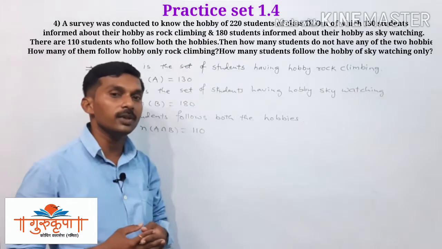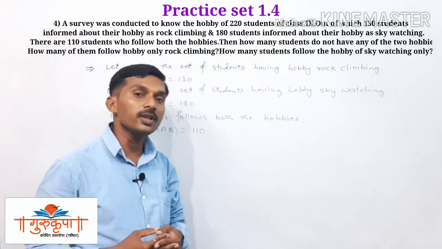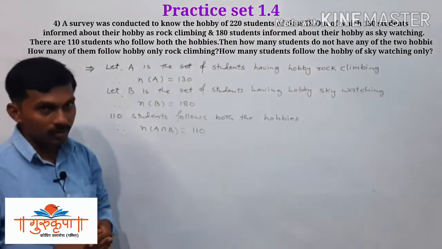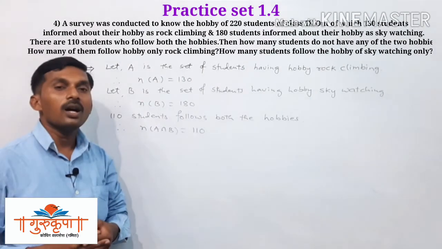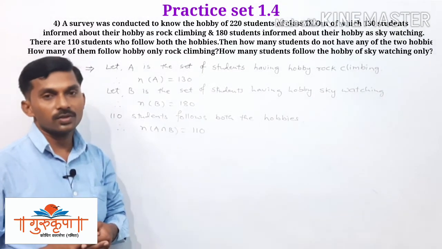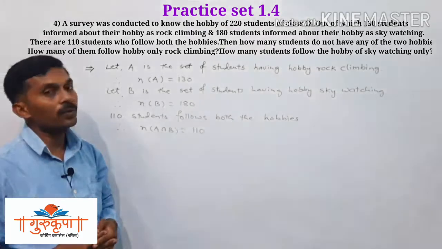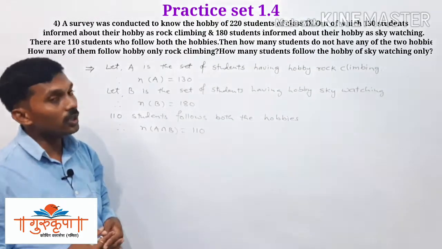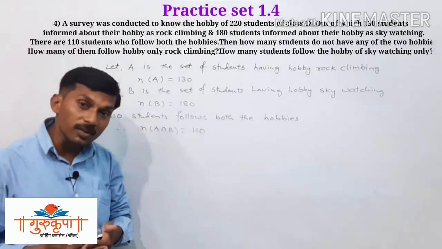And how to find A union B? And what is A union B? See, the first question for us is, how many students do not have one of the two hobbies? And that is not A union B. What is A union B?